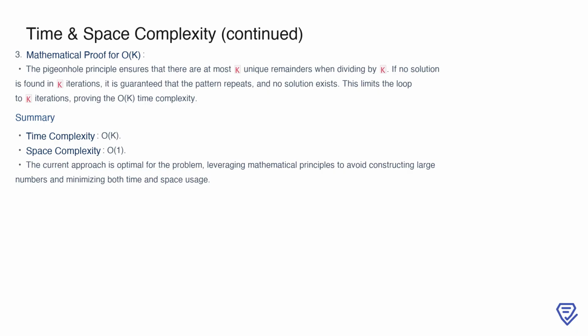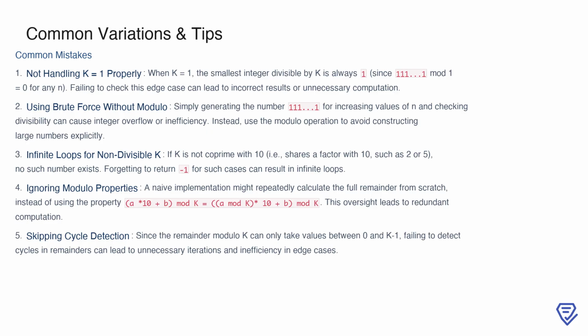This inherent limit on the number of iterations proves the algorithm's time complexity is k. To summarize, the solution achieves a time complexity of k and a space complexity of 1. It is an optimal approach to the problem, utilizing mathematical insights to avoid constructing large numbers and minimizing both time and space usage. This efficiency makes it particularly well suited for this problem, ensuring that the solution is both fast and resource conscious. Let's discuss some common mistakes that can occur while solving this problem.